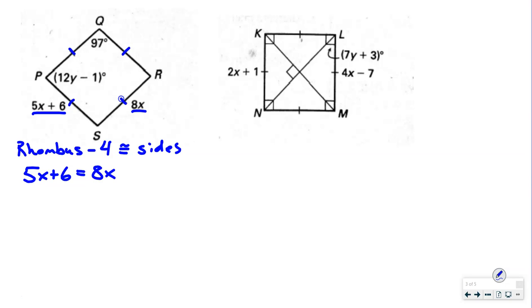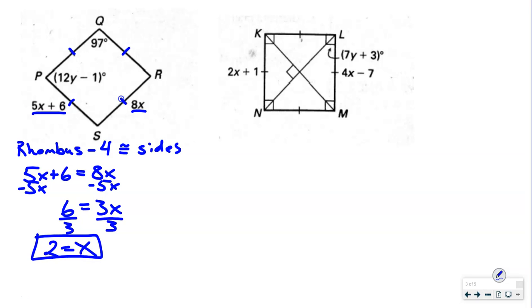We want to combine our like terms, so I can just subtract 5x on both sides. Gives me 6 equals 3x, and then to get x completely by itself, divide by 3. And x equals 2. Then I need to solve for y.